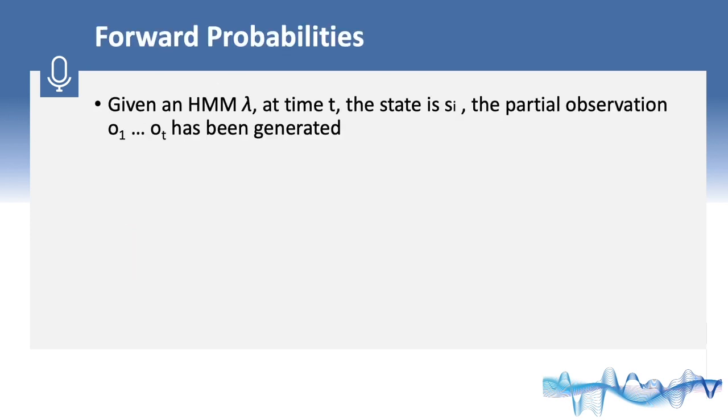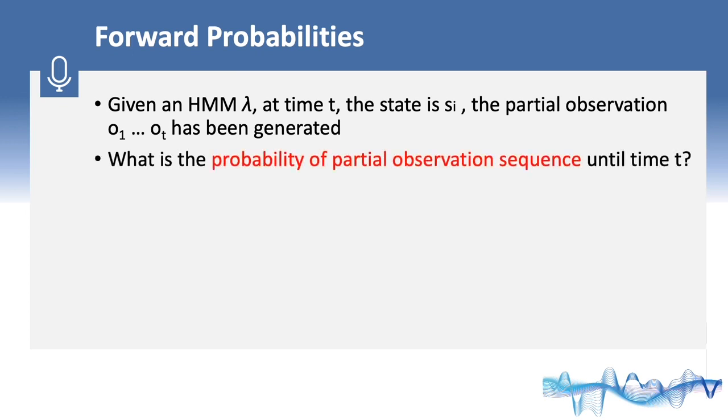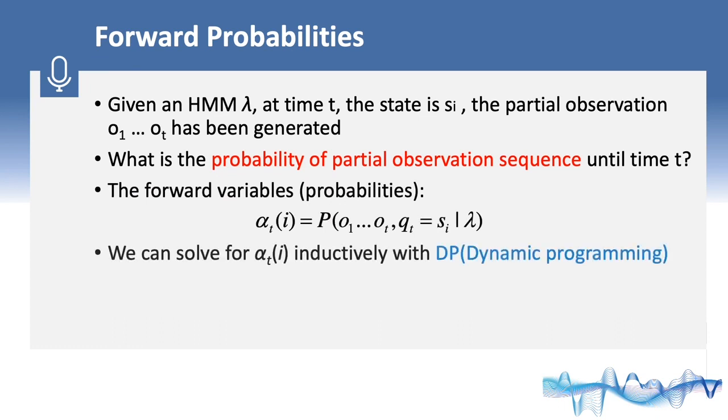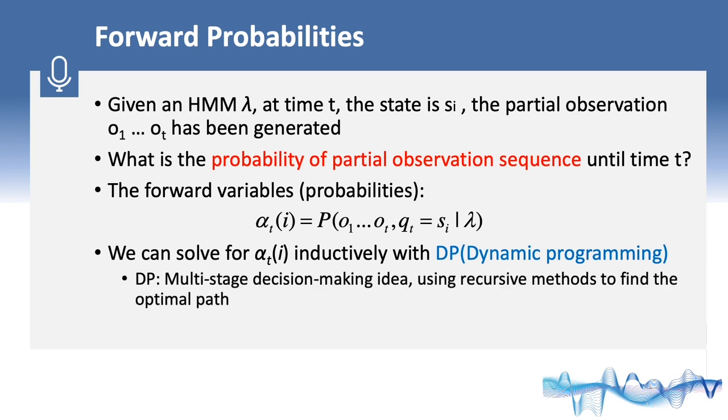Given an HMM at time t, the state is Si. The partial observation O1 until Ot has been generated. What is the probability of the partial observation sequence until time t? We define the forward variables or the forward probabilities. We can solve for alpha t(i) inductively with DP, dynamic programming, which is a multi-stage decision-making idea using a recursive method to find the optimal path.